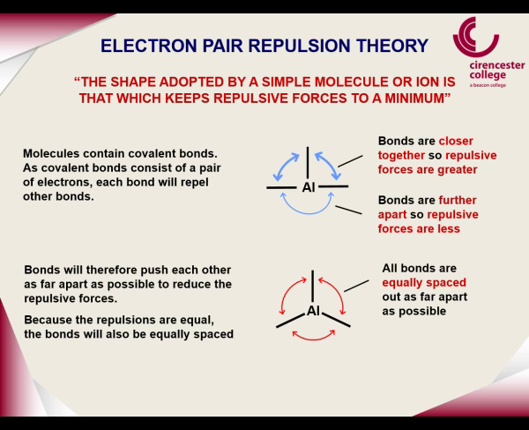So what can we do with the electron pair repulsion theory? Well, we need to divide the problem into two parts. In the first part, we're going to look at structures that don't contain lone pairs, while in the second part, we're going to look at structures that contain lone pairs.